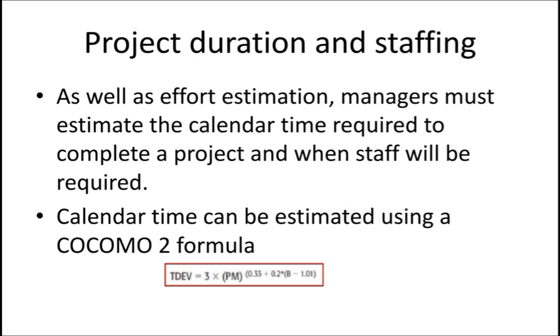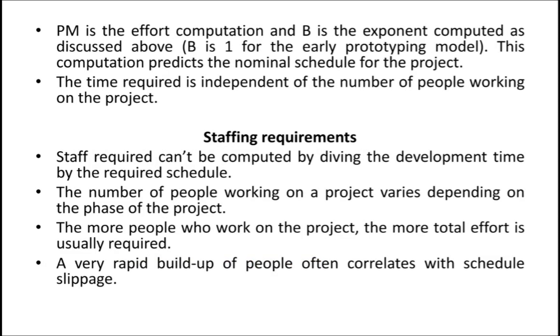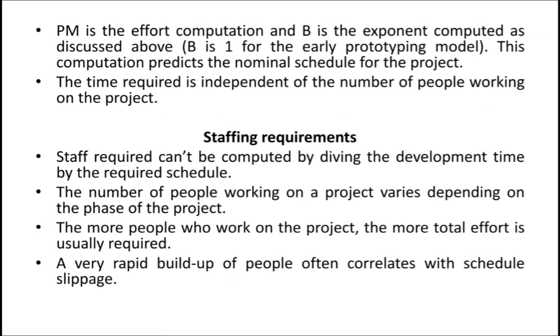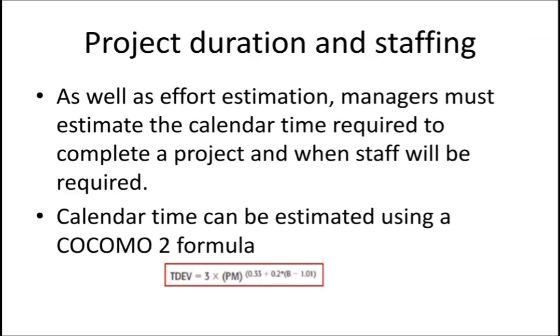You can ask how you get the formula. Means these formulas are already calculated, right, in the early 1980s. We are just using these formulas to calculate the estimated calendar time, right? PM, what is the PM in this formula means? PM is the effort computation, and B is the exponent component as discussed above. B we already discussed there while using Cocomo, right?